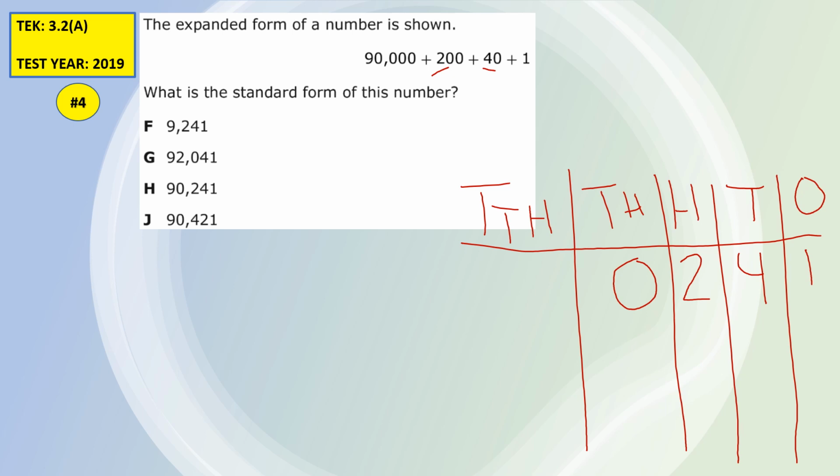90,000 would belong in the 10,000s place. And there's a 9 in the 10,000s place. So we're going to write a 9 under the 10,000s place. And we have our answer, 90,241, which matches H.